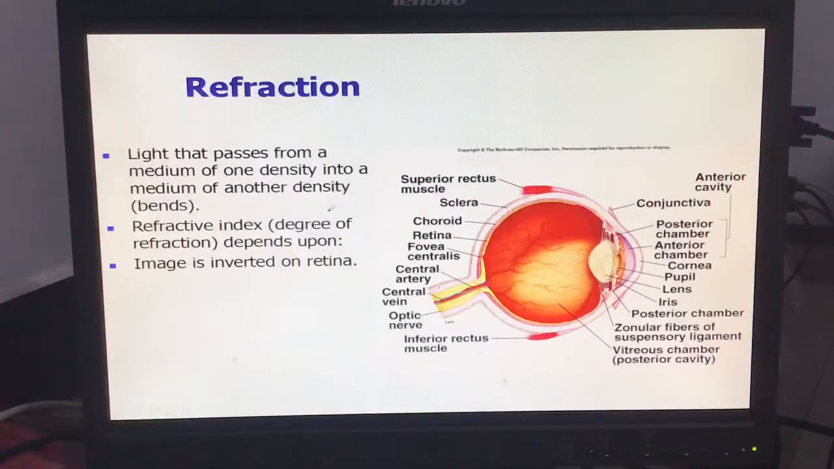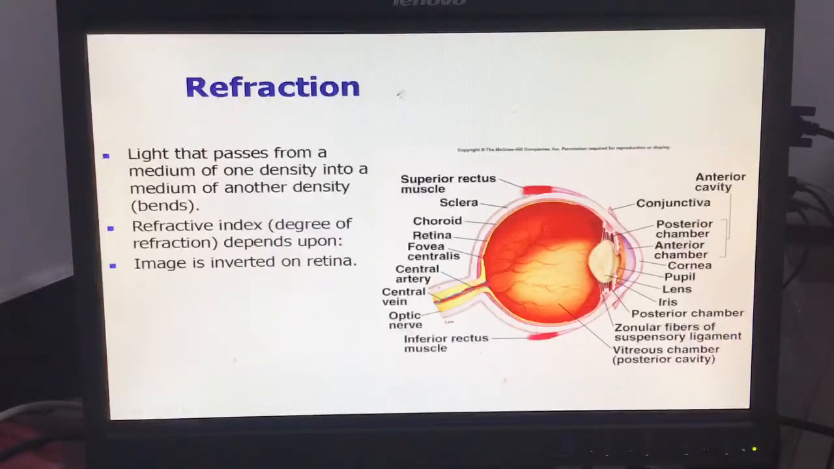Assalamu alaikum. In the last video, we talked about the different layers of the eyeball and the aqueous humor, the physiology of the aqueous humor, and one disease related to it, which is glaucoma.